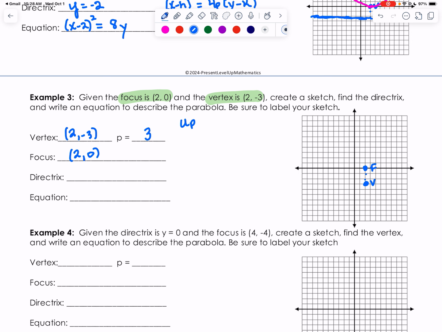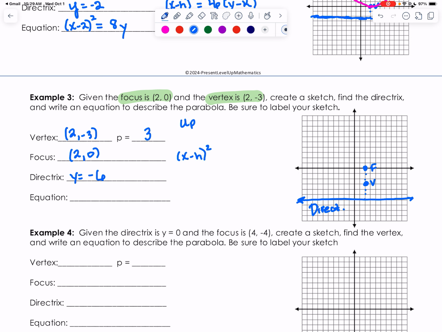Now we need the directrix. So the directrix is in the opposite direction. So I'm going to go 1, 2, 3 down. And that's where our directrix will be. Abbreviate that, directrix. Now we just need to write an equation for that. It's a horizontal line, so y equals, and where did it land? 1, 2, 3, 4, 5, 6. y equals -6.